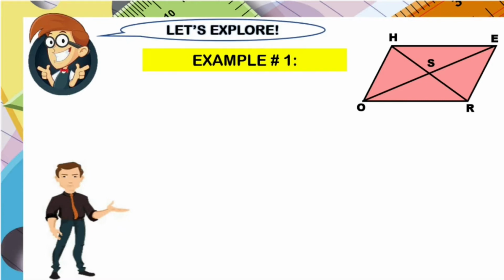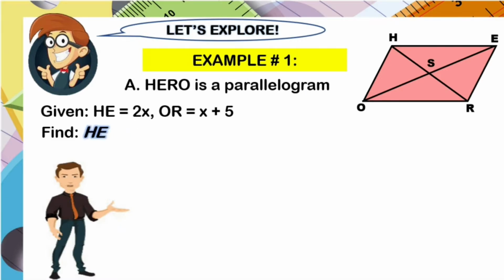Now that we have already recalled the properties of parallelogram and rectangle, let us proceed to our first sample. In the given figure, quadrilateral HERO is a parallelogram. Given segment HE is equal to 2x and segment OR is equal to x plus 5, find the measure of segment HE. Since segment HE and segment OR are opposite sides, therefore, they are congruent.